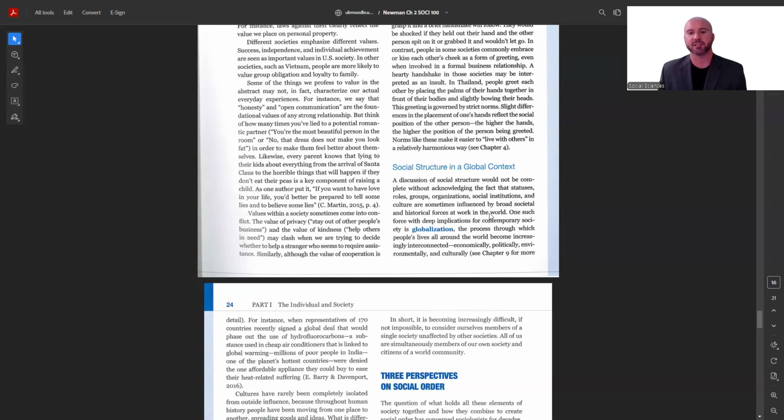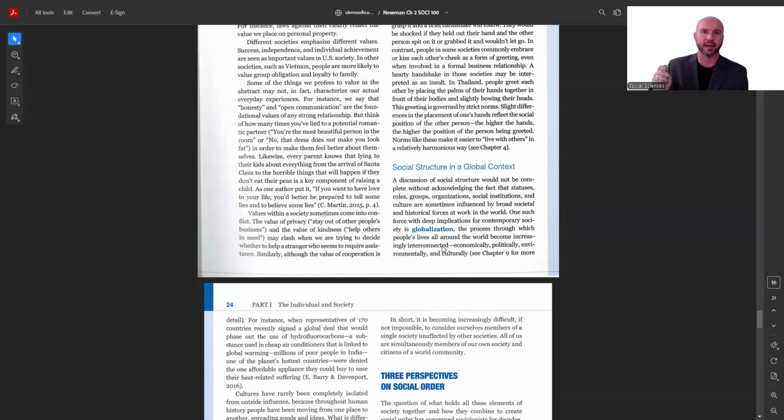He says that globalization is the process through which people's lives all around the world become increasingly interconnected economically, politically, which are two social institutions, environmentally, think about climate change, and culturally. So think about the fact that jeans and t-shirts and Nike and Hollywood movies and video games and pop music saturate the world in many different societies. And he says, see chapter 9 for more detail.